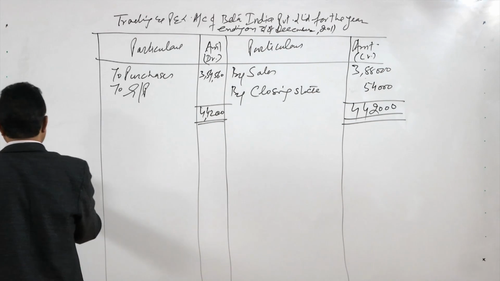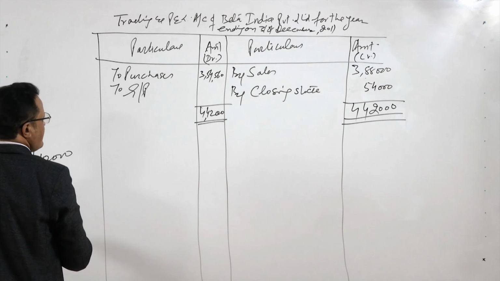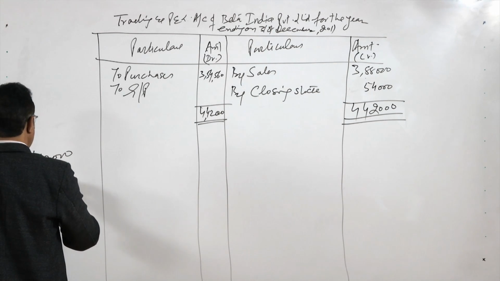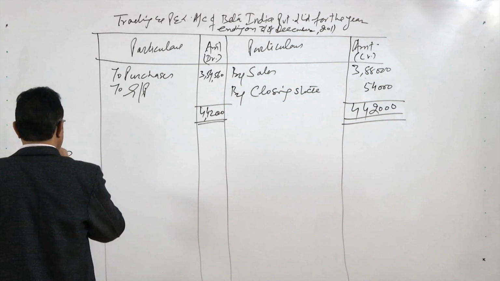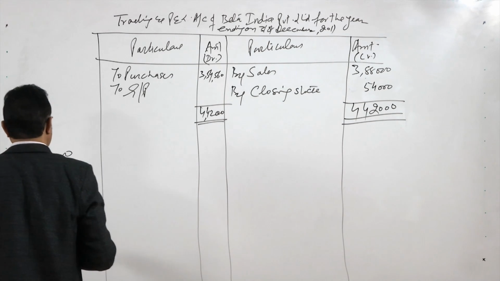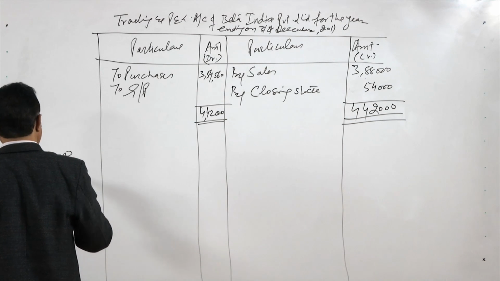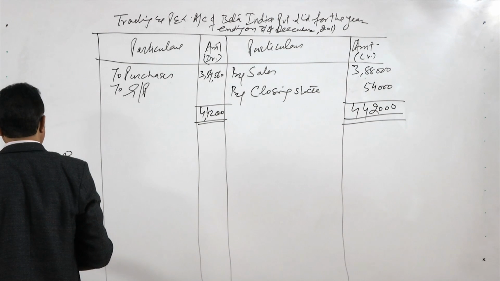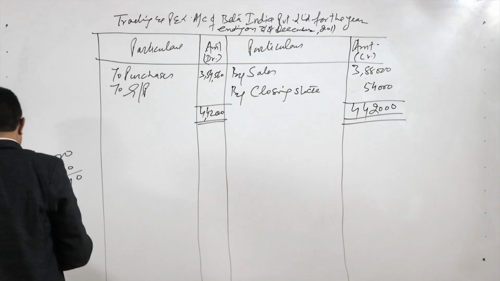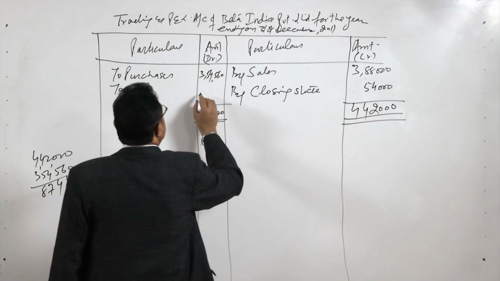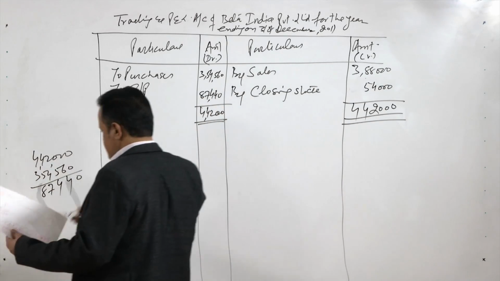So how much gross profit is there? 4,42,000 minus 3,54,560. So it is 87,440. 87,440 is the gross profit.